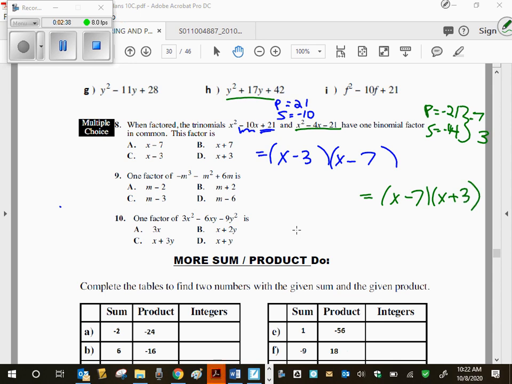And then this is a common factor question. Go ahead and underline common factor in the question. That means what part of the answers are the same. And you can see they both have x subtract 7 as a factor. Okay, so the answer is apple. Any questions on that guy?